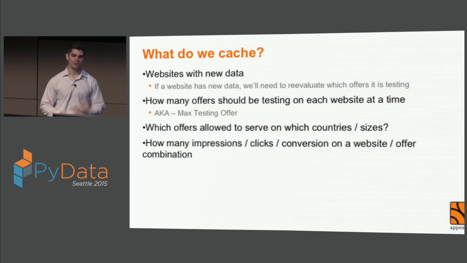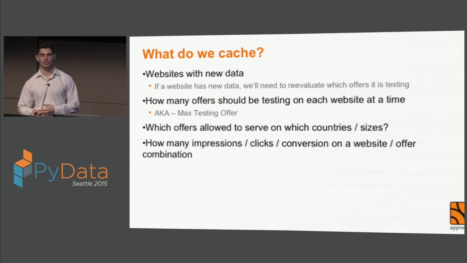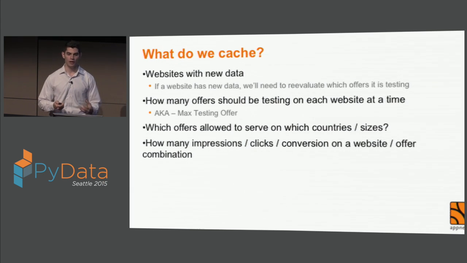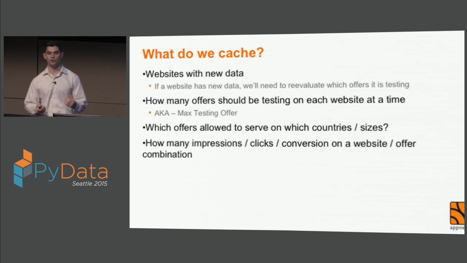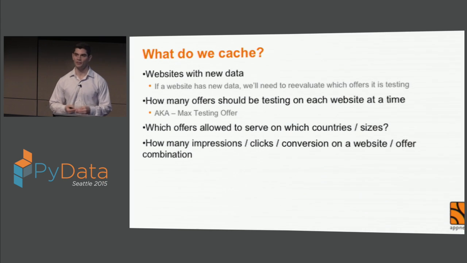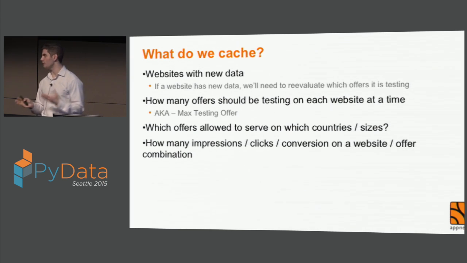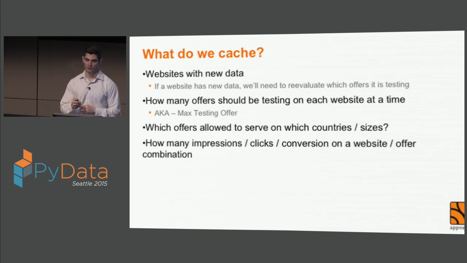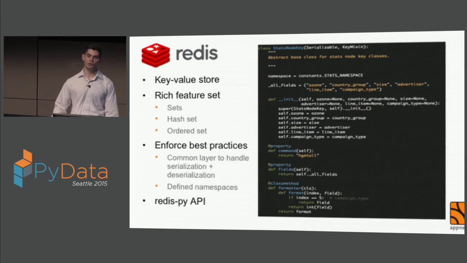We also want to know which offers are allowed to serve on which countries or which sizes, because not all ads can serve on all countries or ad sizes. We also want to know how many impressions, clicks, or conversions have happened on a website offer combination. This is the vital information that our transitioner needs, because as Stephanie was explaining, after a certain number of impressions, if you haven't got a click on an offer, we consider the offer bad and we scrap it and put it into failed state.